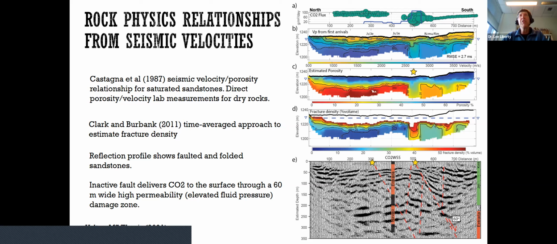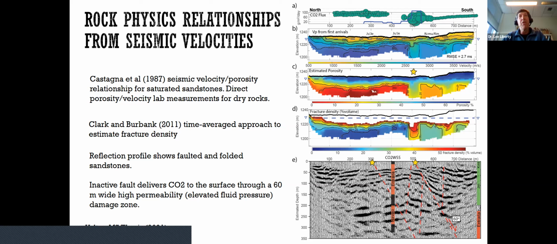Through some rock physics relationships, you can convert the velocity into estimated porosity. We use this Castagna seismic velocity porosity relationship for saturated sandstones. We directly measured velocities for dry rocks and estimated their porosity. So we were able to get rock physics relationships for both wet and dry sandstones. We could pull out fracture density plots from this Clark and Burbank time averaged approach to estimating fracture density. And what we show is the reflection profile shows folded and faulted sandstones.